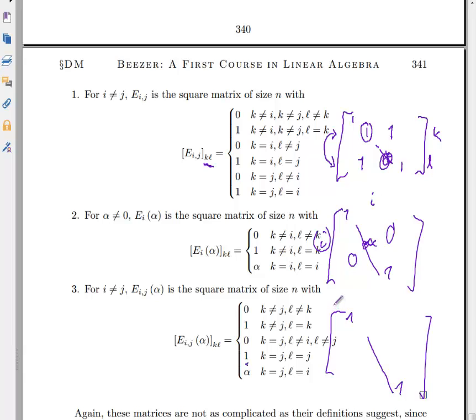Okay, in this case you're taking, well, we'll see how that works out. I'm not sure which row is being added to which. I've got to figure that out. Looks like you're taking the lth row, multiplying by alpha, and adding to the ith row.